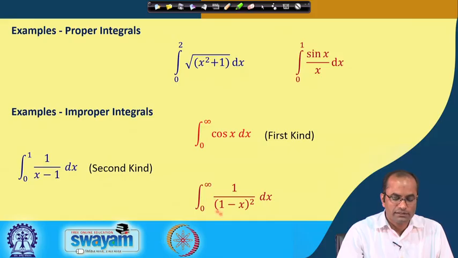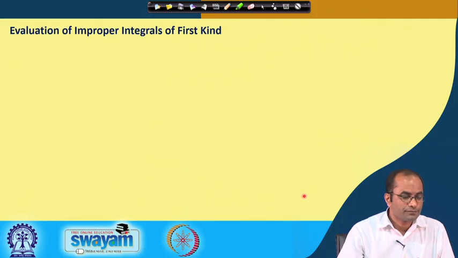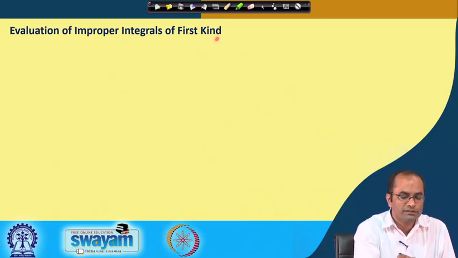So, in this case the integrand is also becoming infinity and the range is also not finite. So, this is the improper integral of the third kind. So, how to evaluate such improper integrals? First we will discuss the first kind.